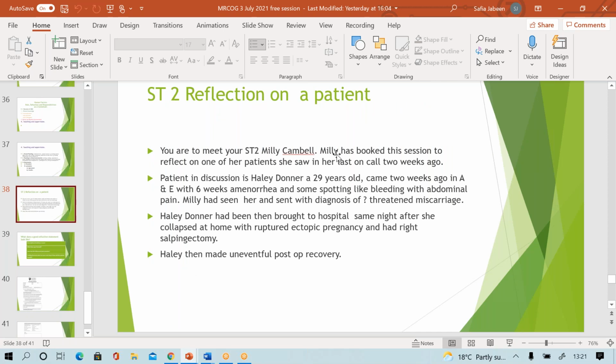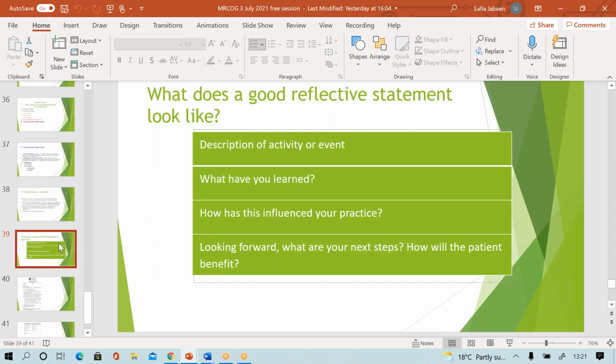Right. Okay. So we have set up this session because you want to reflect on one of your cases. Is that right? Yep. And then she will say, yes, I want to discuss. You would have seen the notes. Yes, I have seen. So yeah, okay. You can tell me first what exactly happened. So first, encourage her to give you the description of the activity at the event.